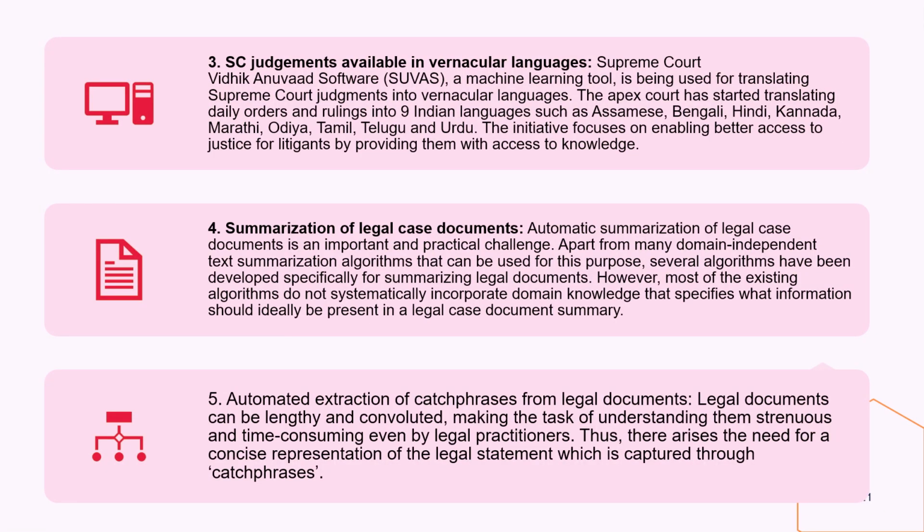Then Supreme Court judgments have been made available in vernacular languages by its software called SUVAS, which is Supreme Court Vidhik Anuvad Software. This is a machine learning tool and is being used for translating Supreme Court judgments into vernacular languages, and the Apex Court has already started translating rulings into 9 Indian languages such as Assamese, Bengali, Hindi, etc.